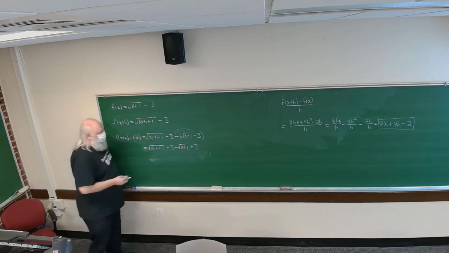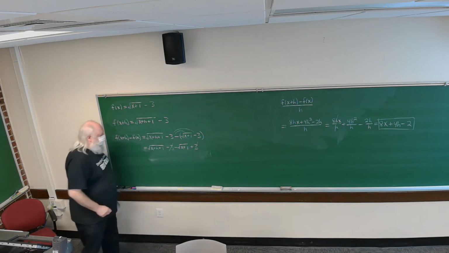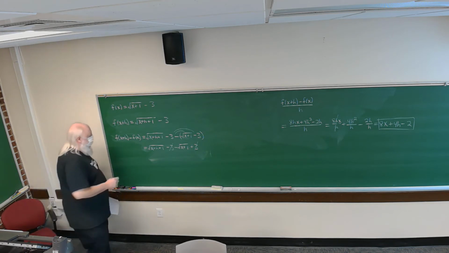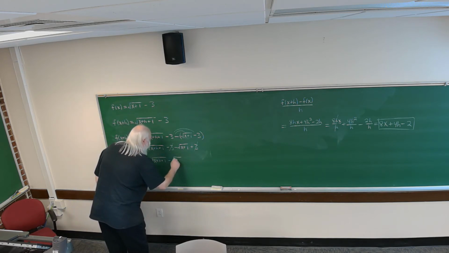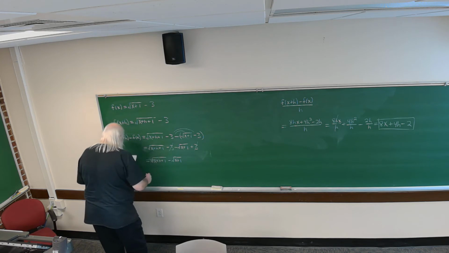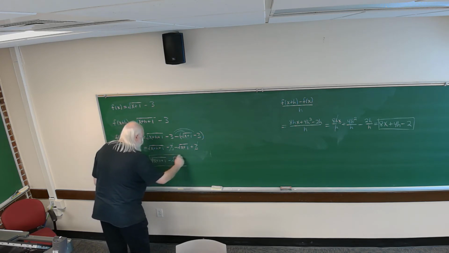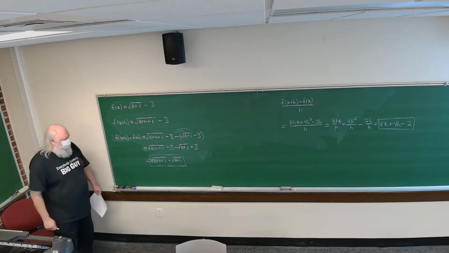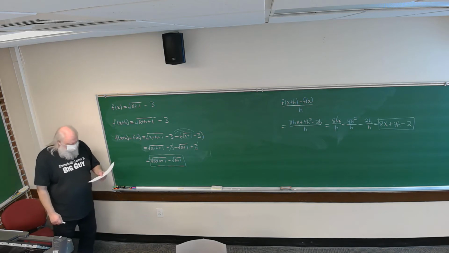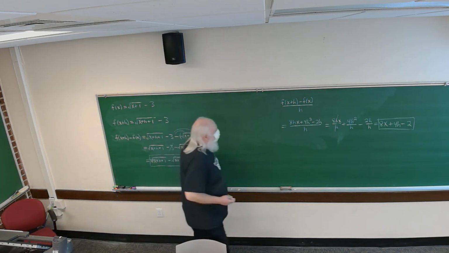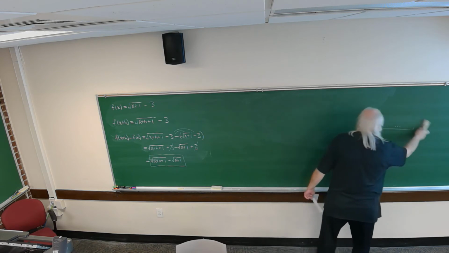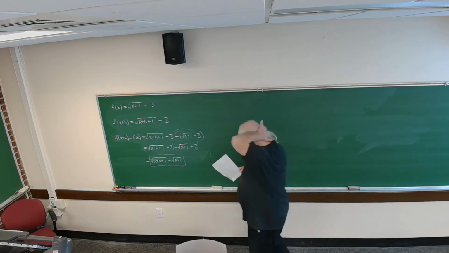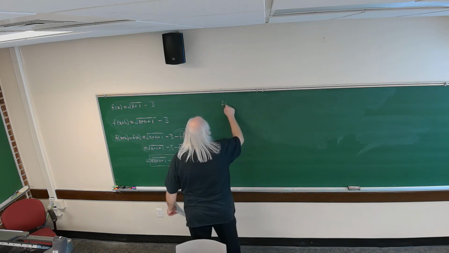And now you can see minus 3 plus 3 equals 0, cancels. And we are left with the square root of x plus h plus 1 minus the square root of x plus 1. So that's what f of x plus h minus f of x looks like. Okay. And now we got to divide by h to get the difference quotient for this problem.